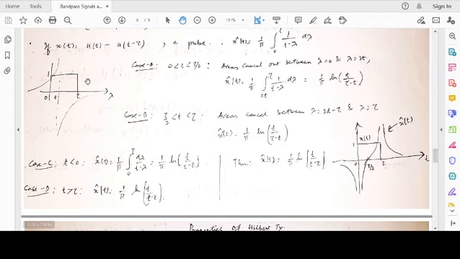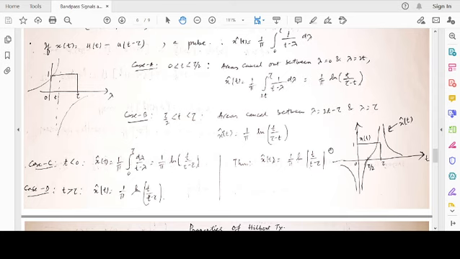For t greater than tau, that means the singularity lies here. The singularity position does not contain the pulse. So the integration is again 0 to tau, d lambda by t minus lambda, and it is 1 by pi ln t by t minus tau. If we combine case A, case B, case C, case D together, you see it boils down to x cap t is 1 by pi ln mod t by t minus tau for all values of t. Okay.